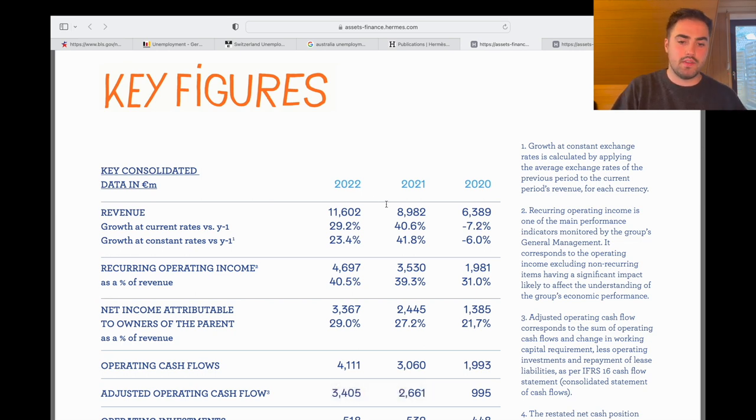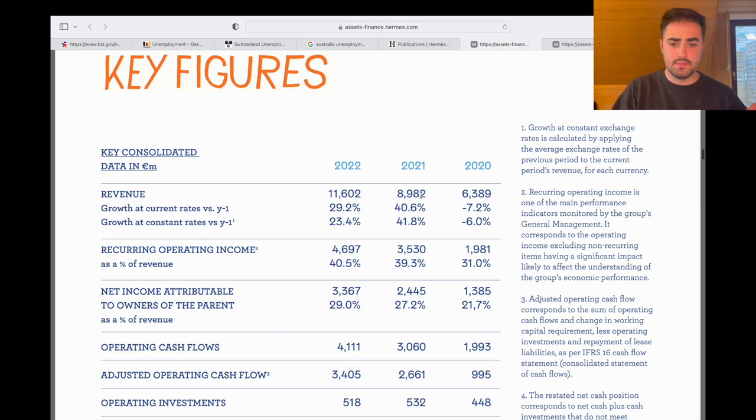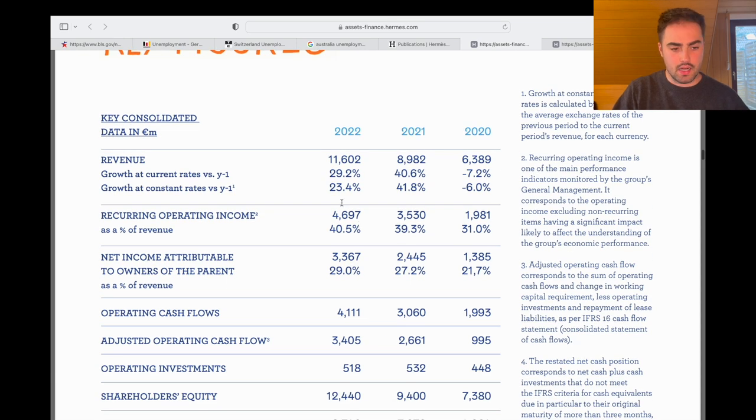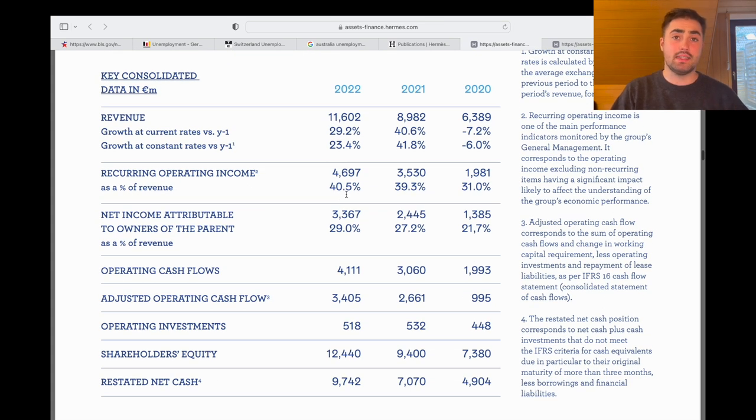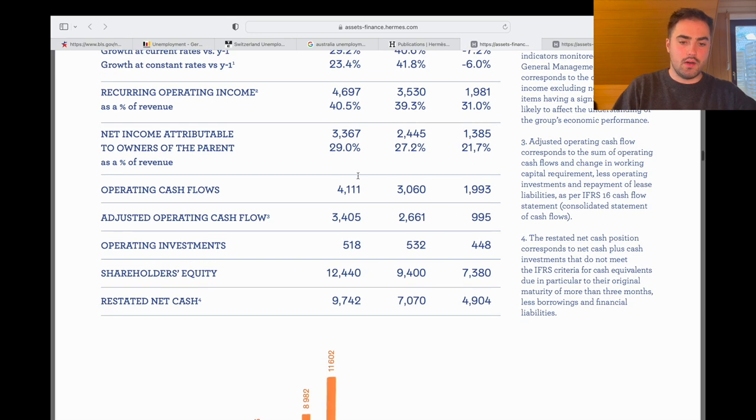So, for example, their revenue in 2022 was 11.6 billion US dollars, amazing growth, 23%. In 2021, it was just 9 billion. The recurring operating income was almost $4.7 billion, and percentage-wise of the revenue, it's quite high, because it's like 40%, and I kind of like that, because in the luxury segment, you have very, very solid margins. Also, the adjusted operating income grew, all fine, all good.